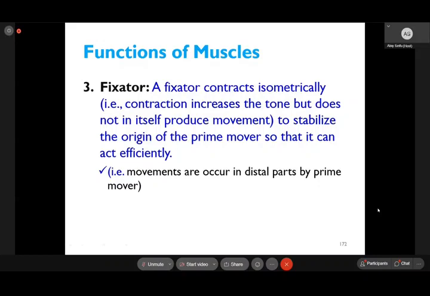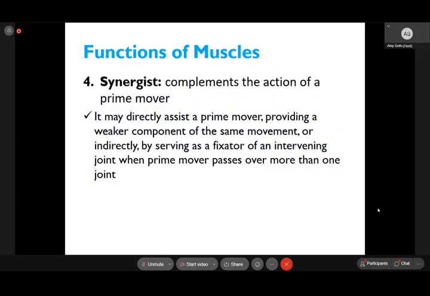And the other group is synergists, which complement the actions of the prime movers. Therefore, they assist the primary mover. That means a primary mover generates a lot of force for a particular movement, but there is also a synergist that assists it. Okay, I think this is all.